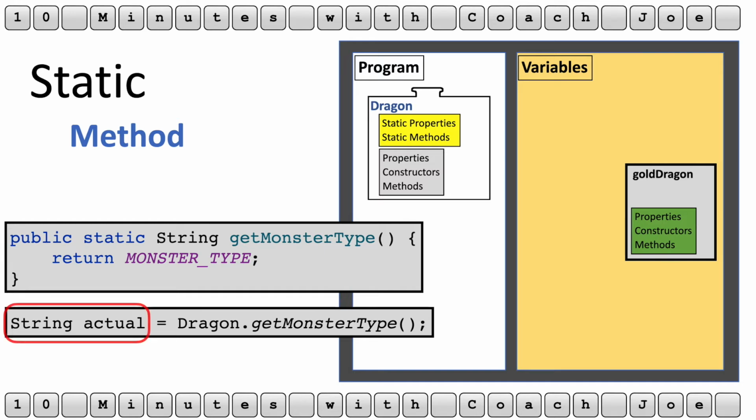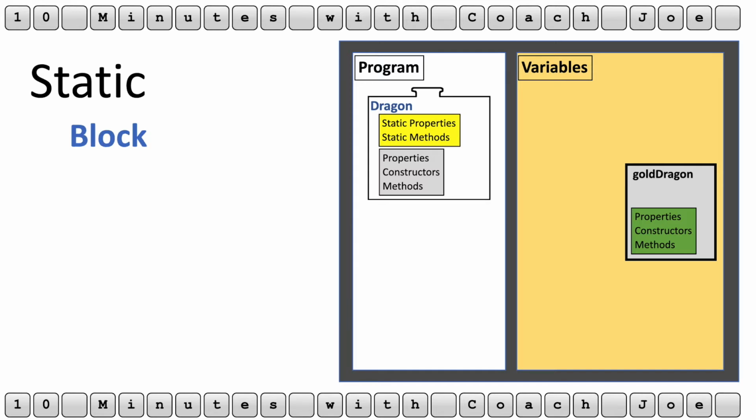The string variable actual will hold the result. Dragon is the name of the class. GetMonsterType is the static method that will return the result. A static block will immediately execute after the class is loaded into memory.